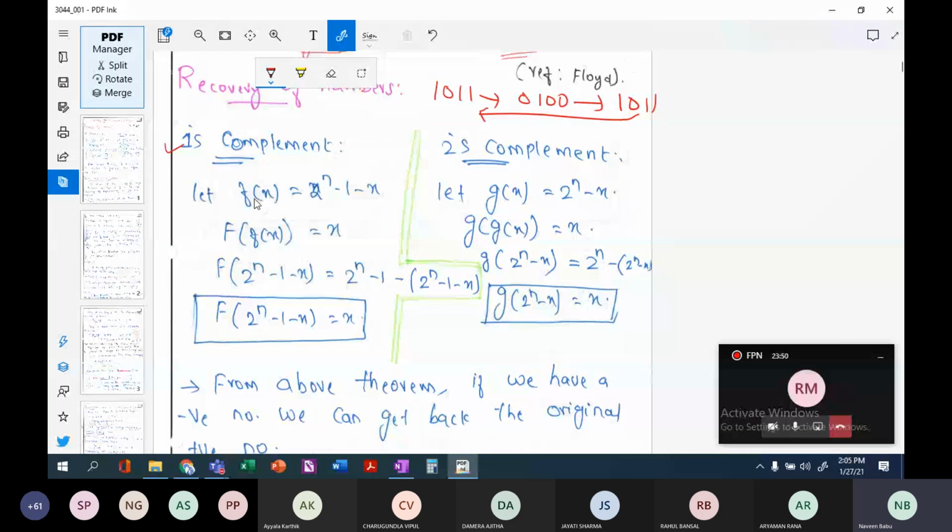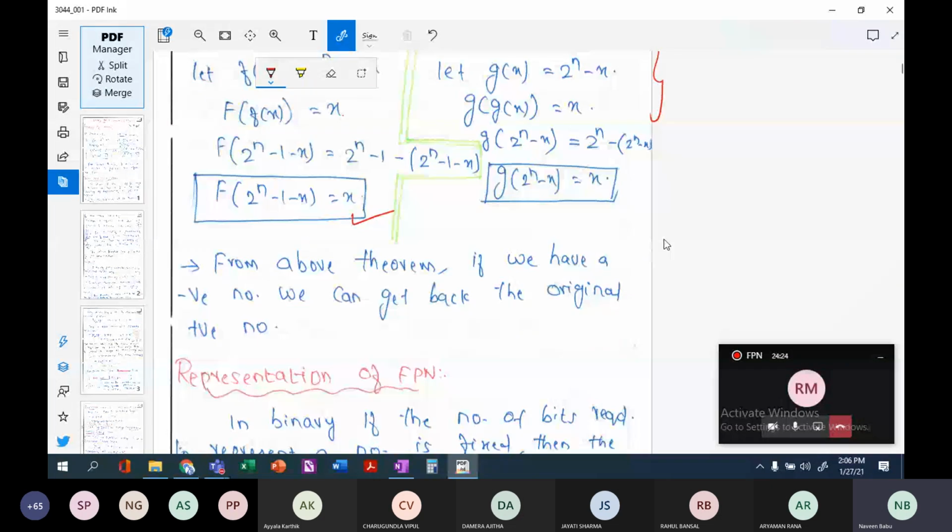If you consider your one's complement representation as a function of x, then if we want a function of this particular function to be x, then this function will be equal to x. So that is what is given here. What does it mean? It means that a one's complement of a number, you can get back that particular number again when you take the negative of that particular number. So that is what it means. Even this is true even for two's complement also.